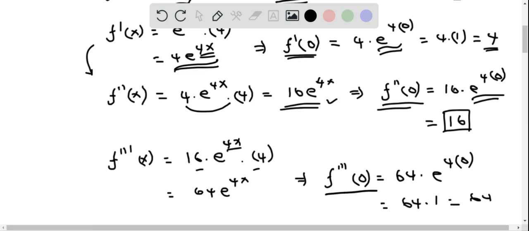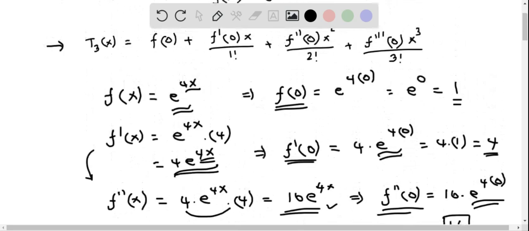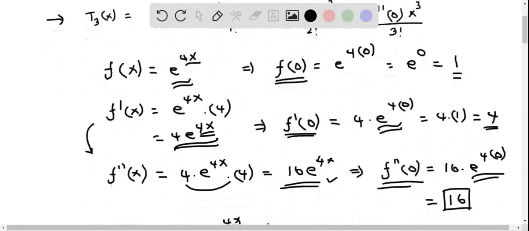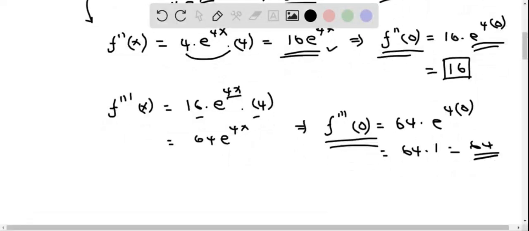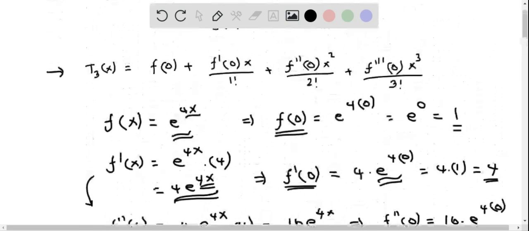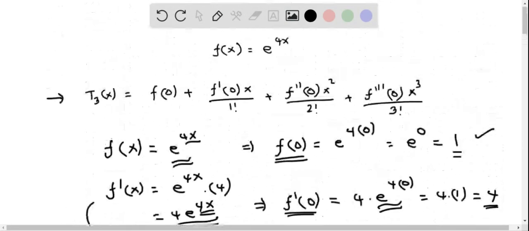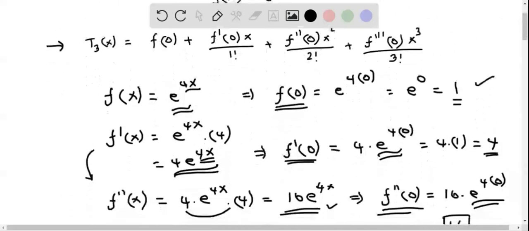So we found f triple prime of 0 equals 64. Okay, so now we have found all the values which are required to substitute into the formula, which we'll do now. So I write the Maclaurin polynomial, that is T3 of x, and this equals, the first one is f of 0. F of 0 is 1, plus f prime of 0 times x divided by 1 factorial. F prime of 0 is 4.